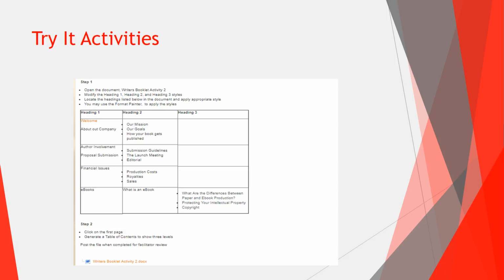Heading 1, main topics; heading 2, subtopics; heading 3, subtopics; and then create a table of contents of those items. And then post the file for facilitator feedback. So scaffolding has been used to say, look what you've done, now look what you're doing, to help create that completed document.